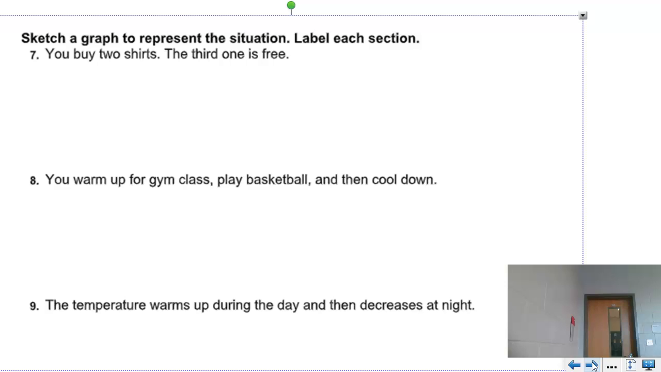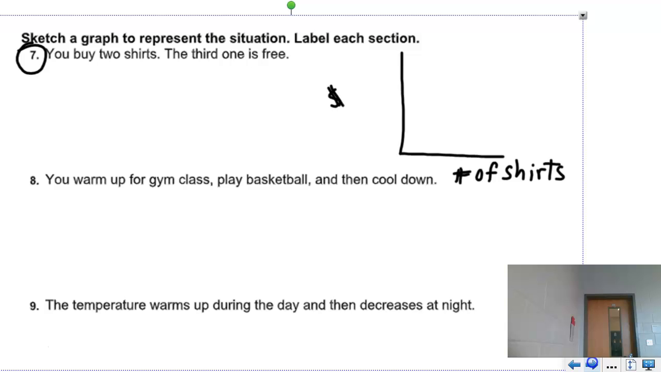Next, we're going to move on to the back side of the page. Sketch a graph to represent the situation and label each section. So, and I'm just going to work on number 7. And I'm going to analyze this based on what are the variables. So it looks like we're dealing with a number of shirts. And then if I buy 2, the third one is free. I think I'm dealing with the total cost here.